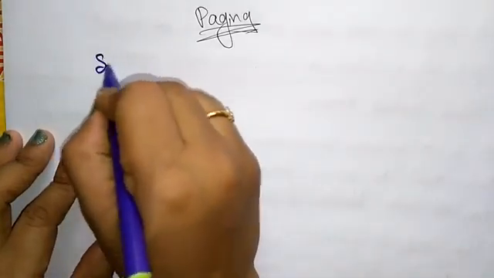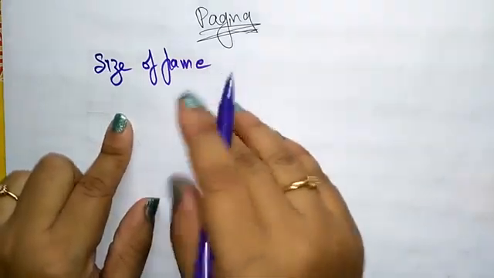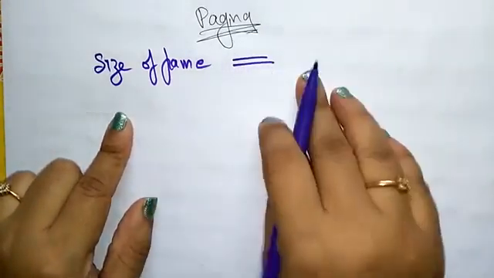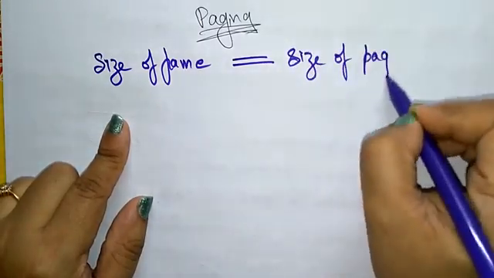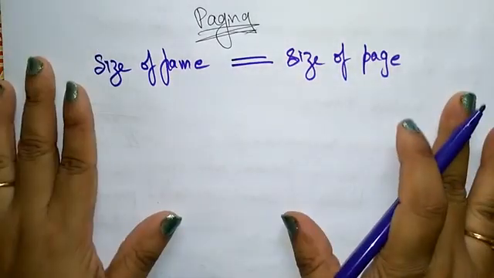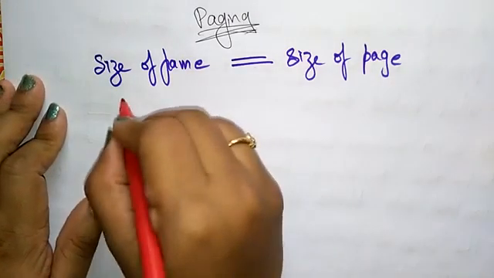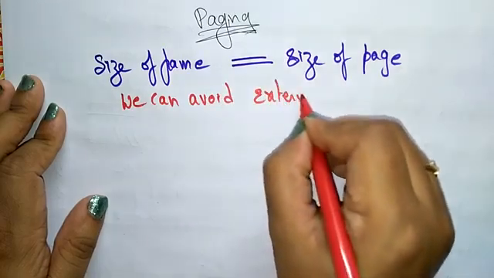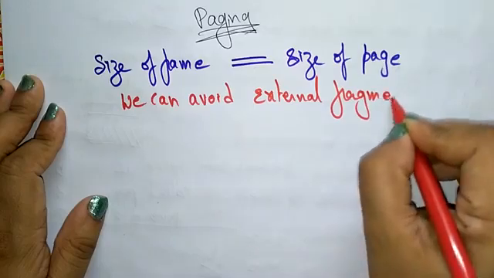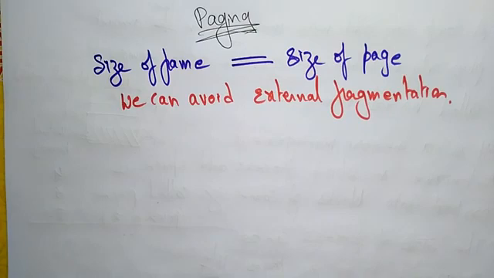Here you have to note that the size of the frame is kept the same as the size of the page. Always remember that the size of the frame should be equal to the size of the page, so that we can avoid external fragmentation. Whatever the size of the frame, it is always equal to the size of the page, so there should be no external fragmentation.